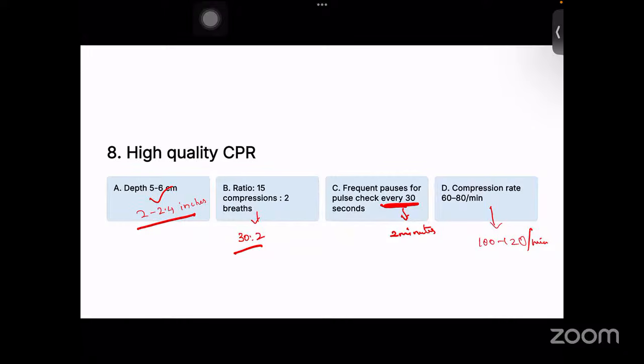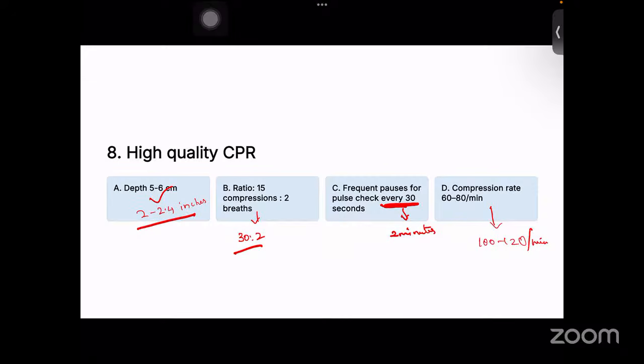The ratio should be 30:2 for single rescuer, and 15:2 for two rescuers or infant or child CPR. Three, the pulse check is done once every 2 minutes. The compression rate should be 100 to 120, allowing complete recoil of the chest, and rotation of the compressors every 2 minutes, and minimization of pre-shock and post-shock pauses to less than 10 seconds. These are the qualities that make a CPR into high quality CPR.